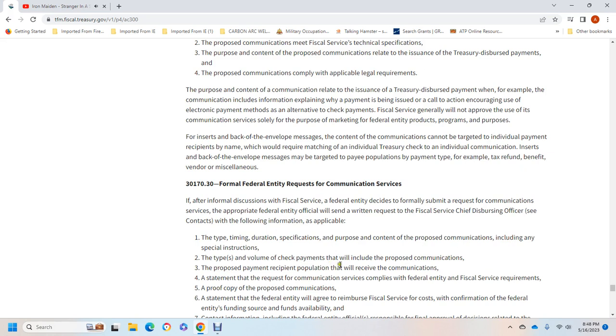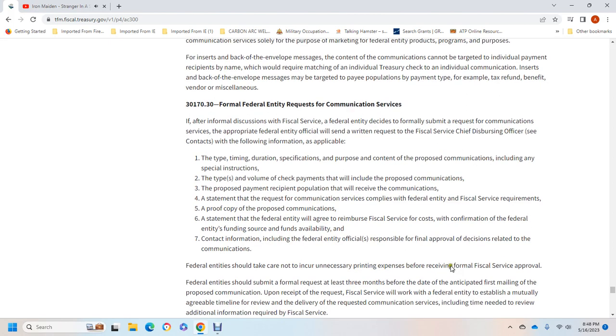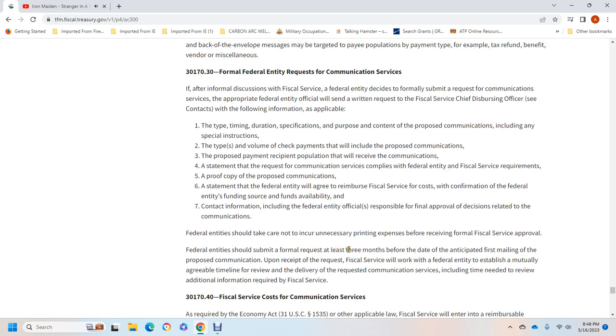Proposed payment recipient population. The request will include a statement that requires the communication service to comply with the federal and any official service requirements, and a copy of the proposed communication. The statement of the federal entity will agree to the reimbursement, and official service will call for confirmation of the federal entity's funding source, funds availability, and contact information, including the federal entity official responsible for financial approval. Federal entities should take care not to incur unnecessary spending and expense before receiving formal official service approval. The federal entity should submit the formal request at least 3 months before the day of the anticipated first mailing.